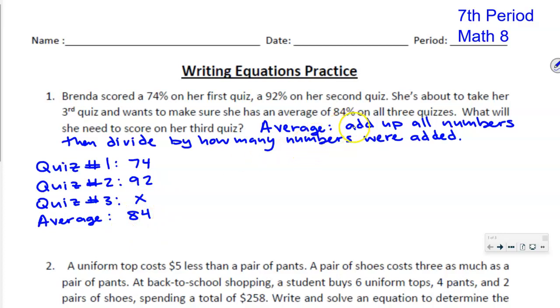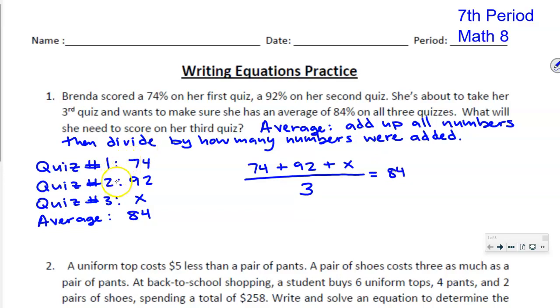So I need to add up all of the numbers. That would be quiz score number 1, quiz score number 2, and quiz score number 3, which is still a mystery. So add up all the numbers. Then divide by how many numbers we just added. I need to divide that total by how many numbers I've added together. 1, 2, and 3 numbers. This still counts as a number because it's a placeholder for an unknown number. So I will divide by 3. When I go through this process of finding an average, we want that average to be an 84.